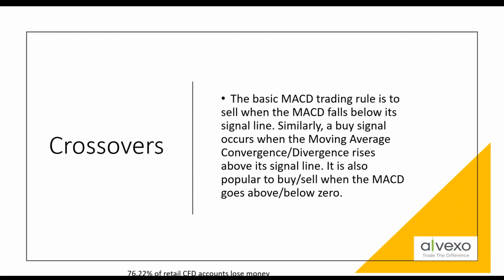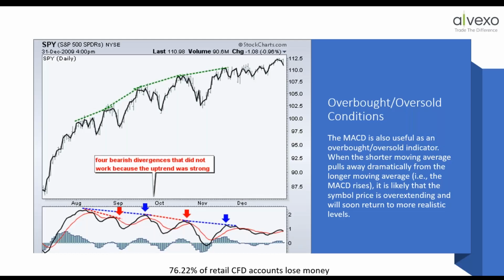Okay, but remember, I said they were buy and sell alerts, not open and close a trade. The MACD also is useful as an overbought, oversold indicator. When the shorter moving average pulls away dramatically from the longer moving average, so we get a bigger separation between the two, we get overbought or oversold. Or in histograms, we can see that by the depth of the peaks and the valleys.